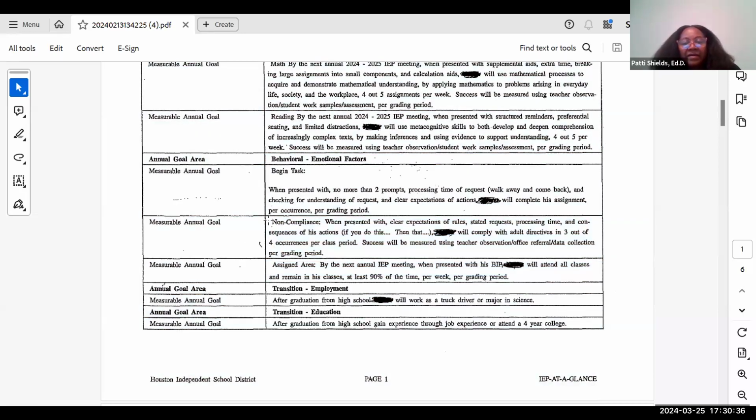Go right here. Try to highlight it. Non-compliance. When presented with clear expectations of rules, stated requests, processing time, and consequences, if you do this, then that, the student will comply with adult directives in 3 out of 4 occurrences per class.